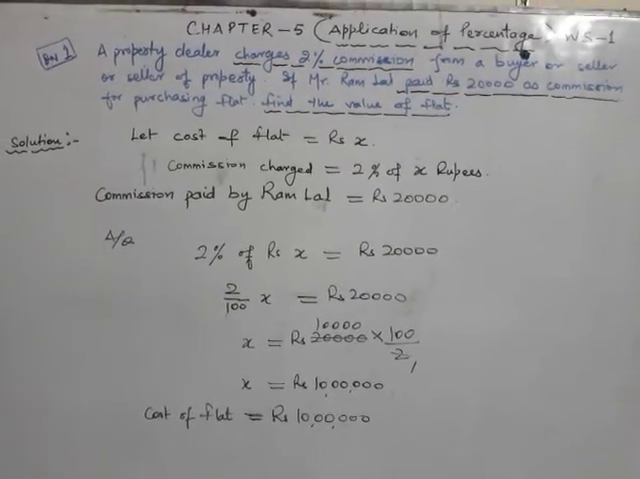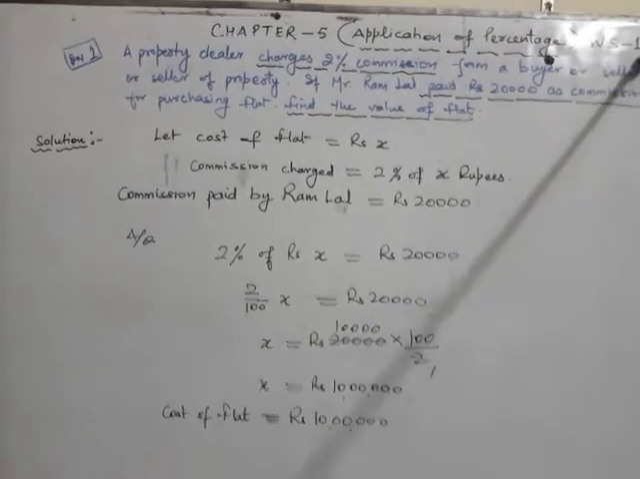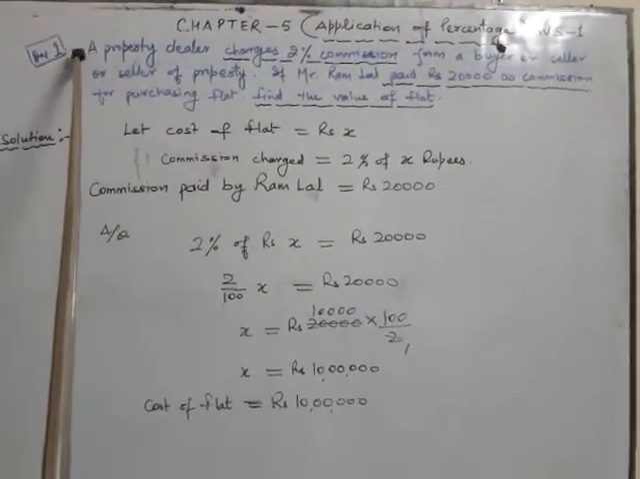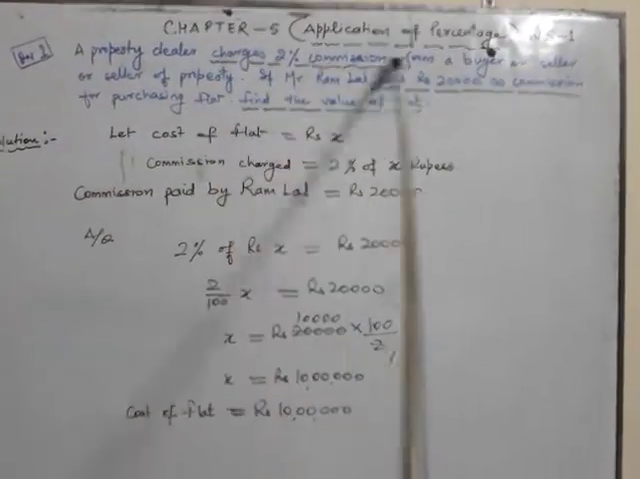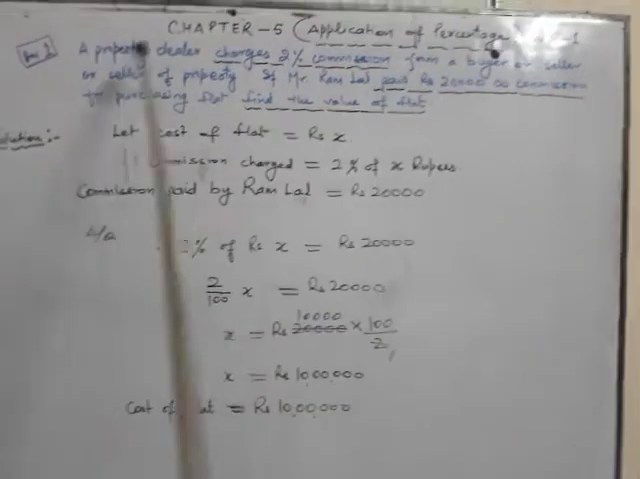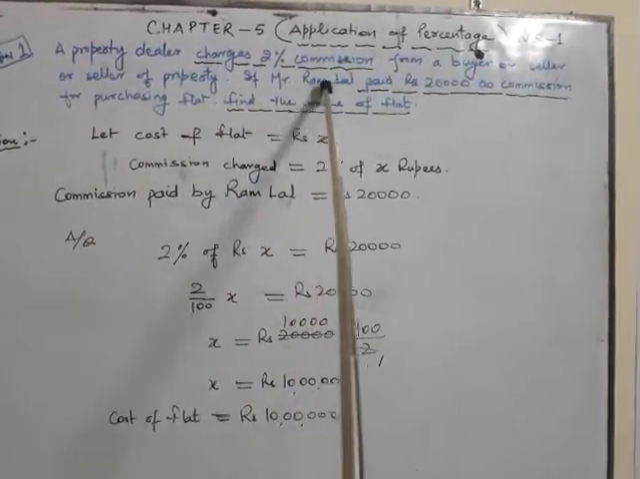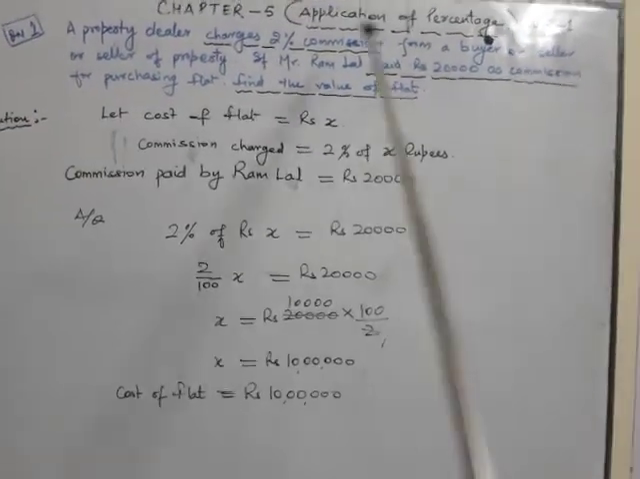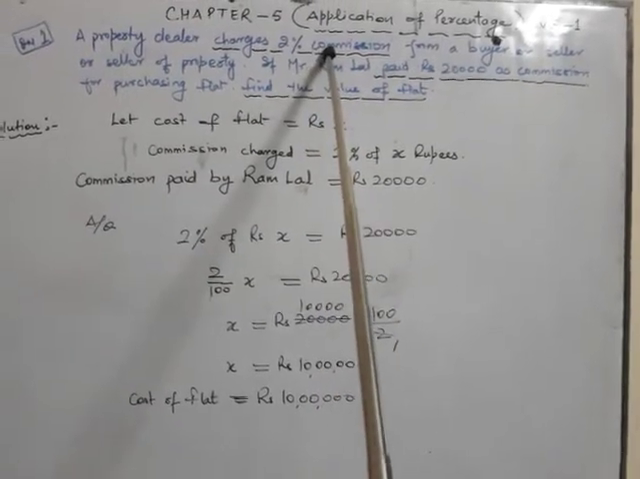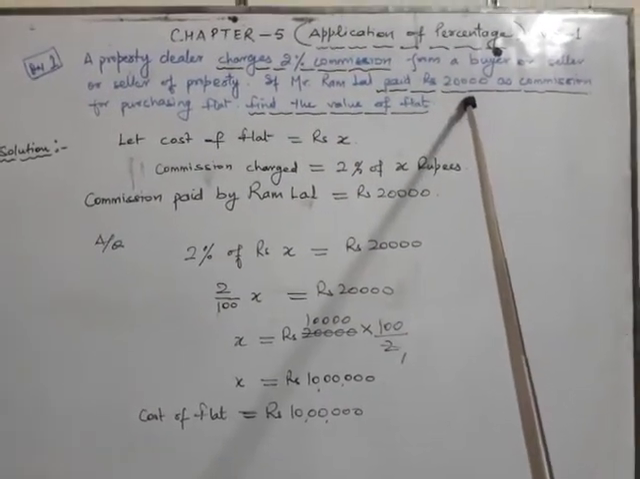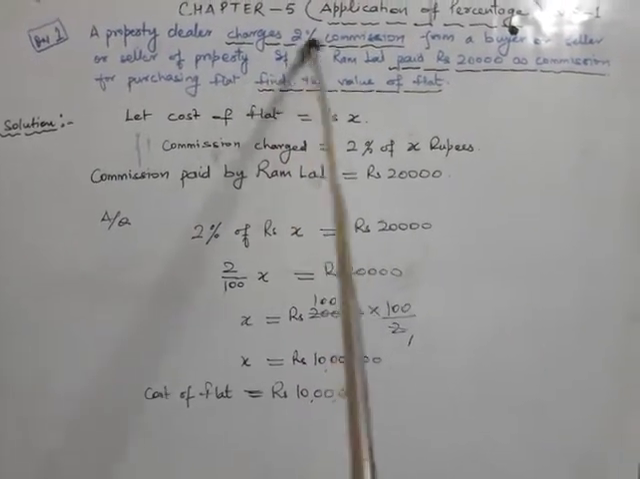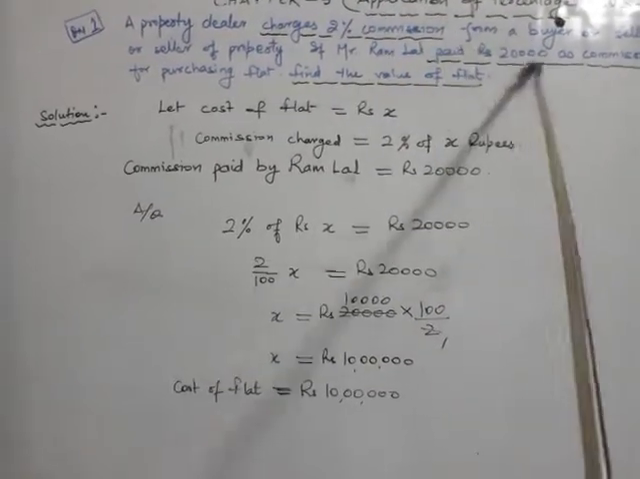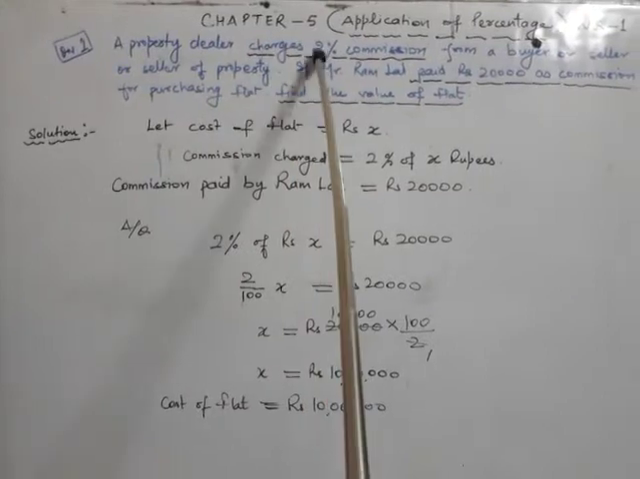Let us discuss question number 1 of your worksheet 1, chapter 5, applications of percentage. The question is, a property dealer charges 2% commission from a buyer or seller of property. If Mr. Ramlal paid rupees 20,000 as commission. One is given in terms of percentage, the second is given in terms of a number. So here 2% commission is there, and here again the 20,000 is the commission. Both of these numbers are the same.